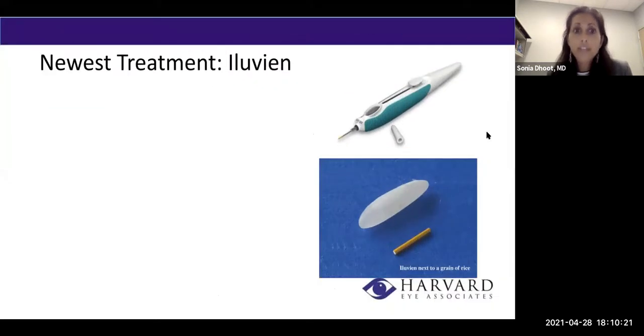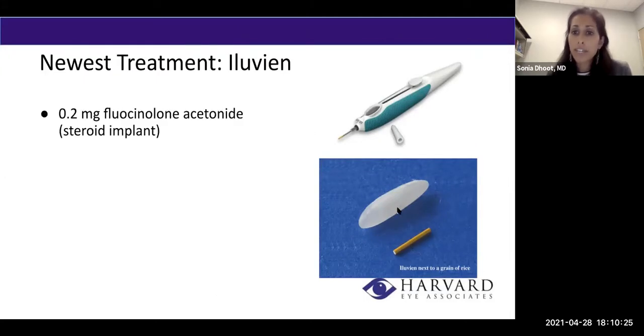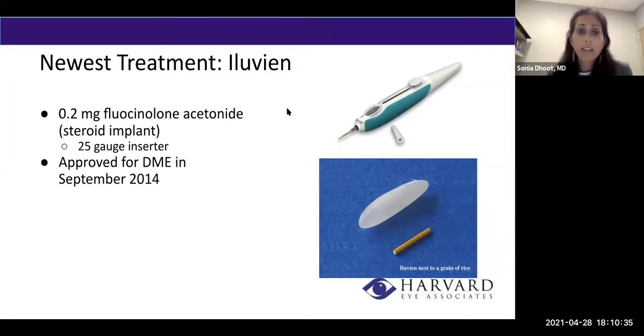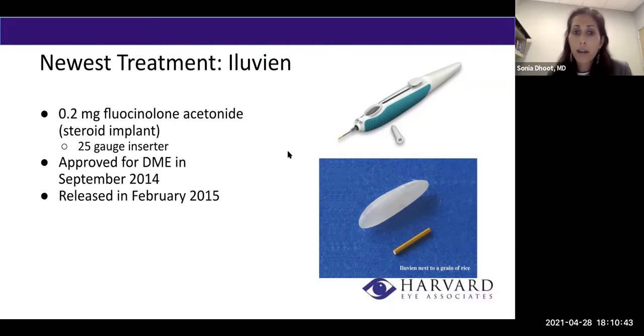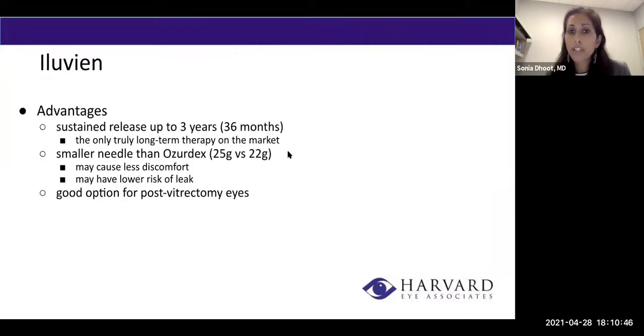The newest treatment is something called Iluvien. And this is the Iluvien next to a grain of rice. So it's very, very tiny. It is a 25 gauge inserter, so it's a smaller needle than the Ozurdex. It was approved for diabetic macular edema in September of 2014, and this drug lasts in the eye for 3 years. So great, why don't we just give it to everybody?